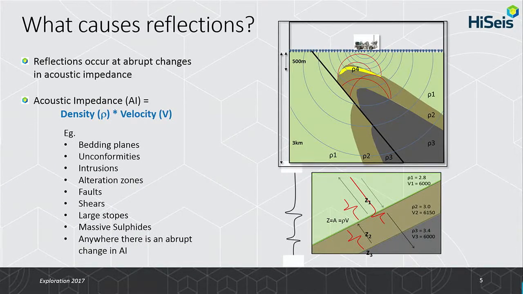So just a very quick 101, what causes seismic reflections? Well, reflections occur at sharp contrasts in acoustic impedance, and acoustic impedance is simply the product of density and seismic velocity. So the sorts of boundaries that you see in a mineralised environment include lithological boundaries, faults and shears, and alteration zones.